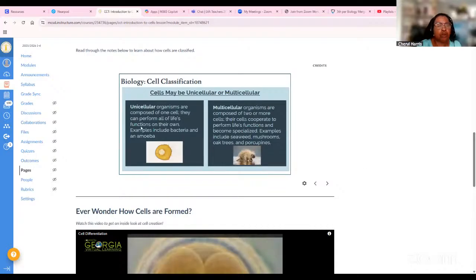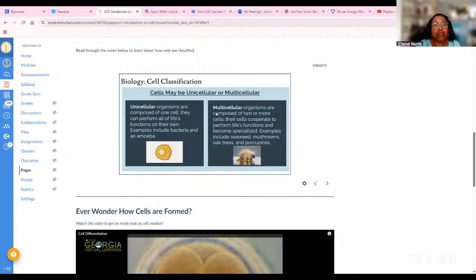All right, so we're going to also look at the fact that some organisms actually are only one cell big. So those are unicellular organisms, and their whole being is one cell, and they have to perform all of the functions that we just talked about. So even though they are one cell big, they still carry on all of the life functions.